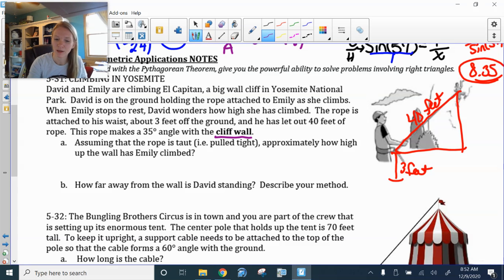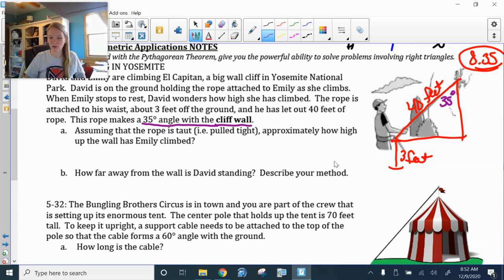I put that in bold because the angle is not with David. The angle is up by Emily on the cliff, and that's a 35-degree angle. It says, assuming the rope is pulled taut, meaning tight, how high up the wall will Emily have climbed? We're going to remember to add an additional 3 feet to whatever we get, because the 3 feet is outside of the triangle. We just want to know how high she has gone.